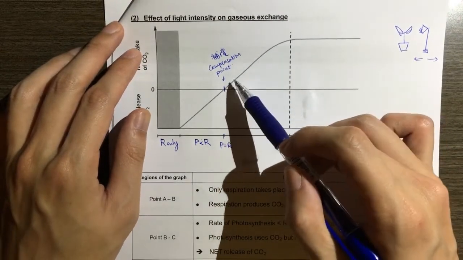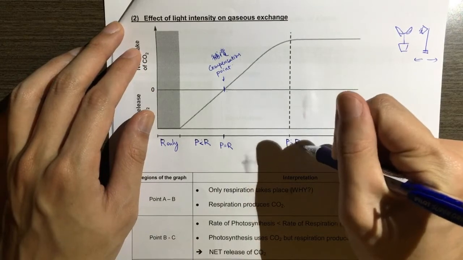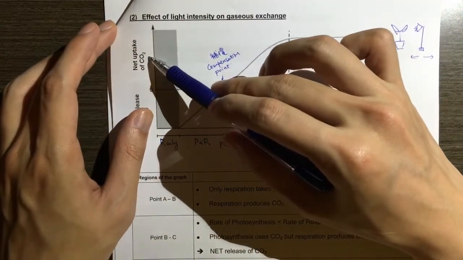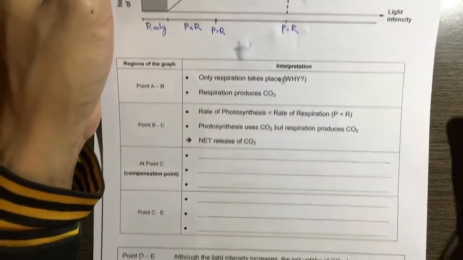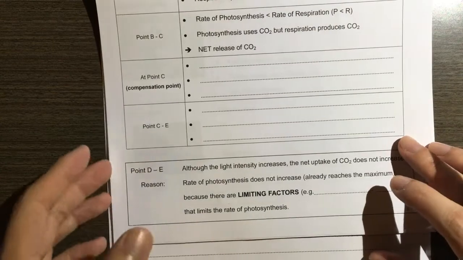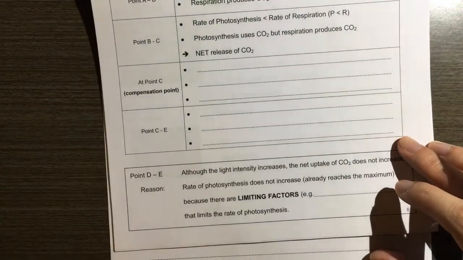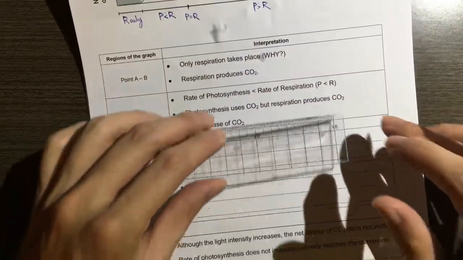So afterwards, when there's more and more light, the rate of P now becomes greater than R. And that's why there's a net uptake of CO2 from the air. Okay, so once again, we are going to explain in words. So I'm going to illustrate the explanation again. All right, we have done that in the class, but again, let's make sure everyone understands.